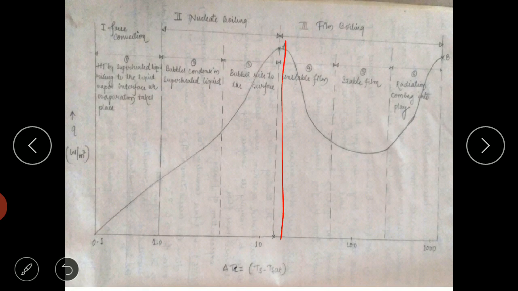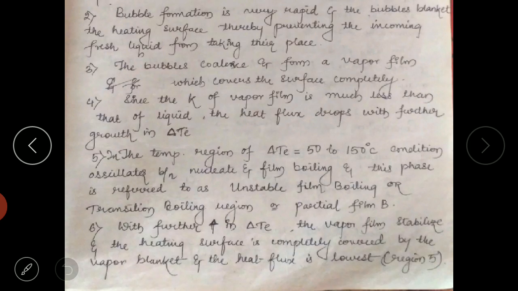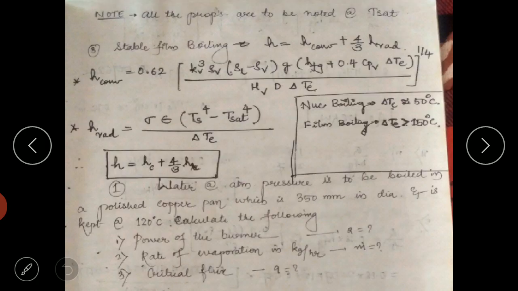Then stable film boiling is after this region. From this point we will take it as stable film boiling, and usually we take temperatures around 150 degrees Celsius. You can see a note over here. Nucleate boiling means delta T will be approximately around 50 degrees Celsius, and for film boiling it will be greater than 150 degrees Celsius. This is the excess temperature, which is Ts minus Tsat.